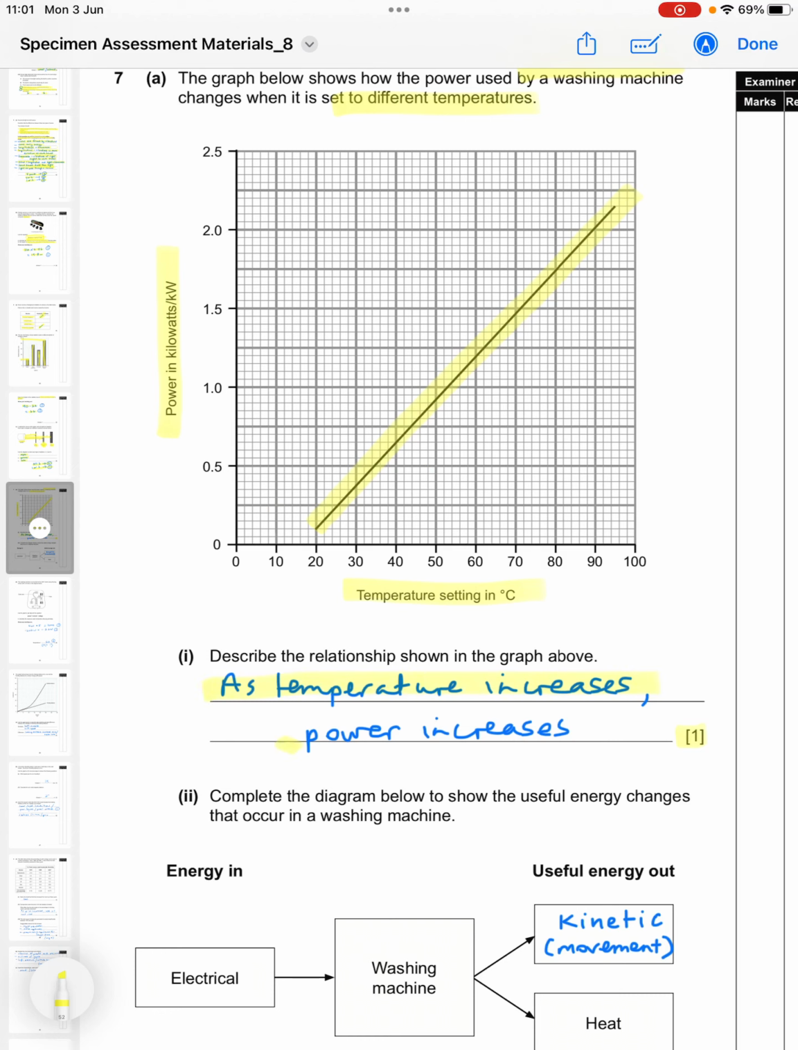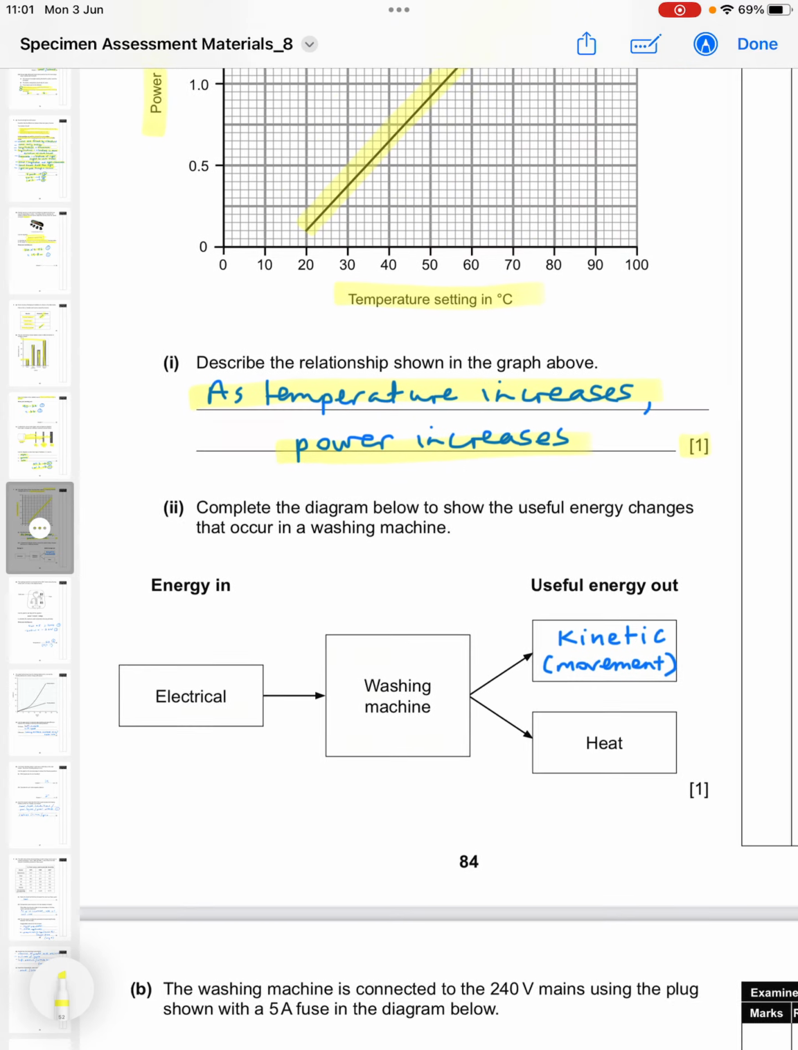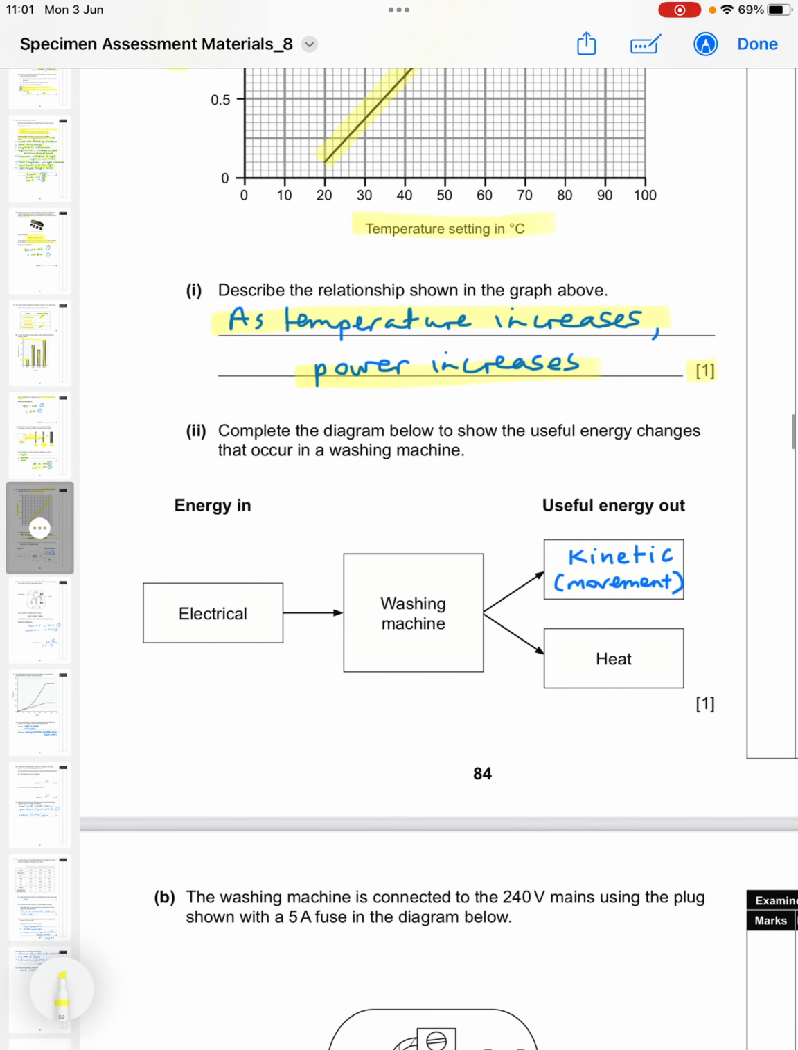So as temperature increases, the power increases. And you know, if there was more than one mark there, they would be looking for you to use data from the graph and put numbers in. So, as it increases towards this number, this happens, and then after that, something else happens, and again, give more numbers. But just one mark, just a simple correlation like that.